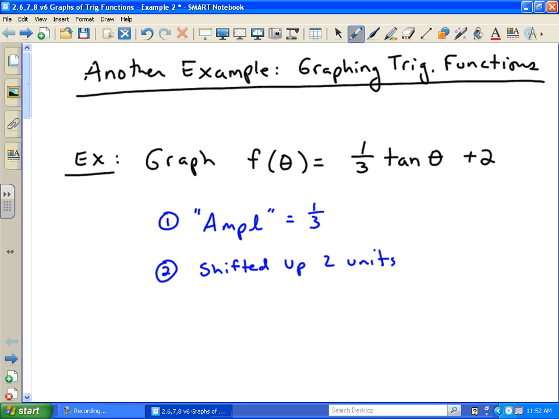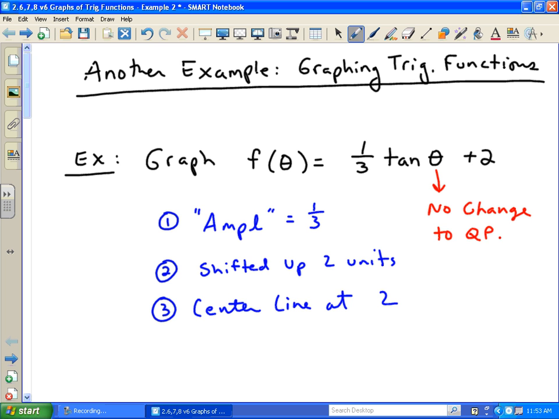Now, because I'm being shifted up 2 units, this is going to change where my center line is. So I'm going to have a center line at 2. From here, I can go to the graph of tangent, just my basic graph, and sketch the graph I have here from that basic graph. Notice that there's no change to the quarter points. In other words, nothing is being done to theta, so there's no change to my quarter points.